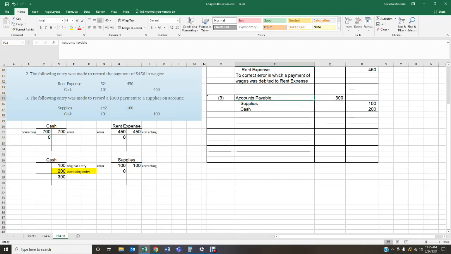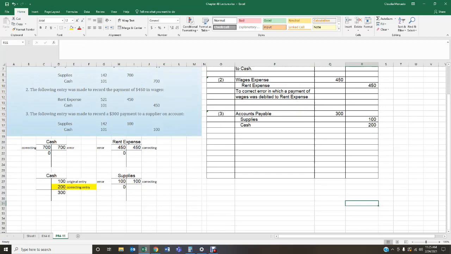Supplies, which is an account that should not have been used, is going to be credited $100 to cancel the incorrect entry. And cash is going to be debited for $200 to bring up the balance to $300 because we had already posted a $100 entry prior to this.